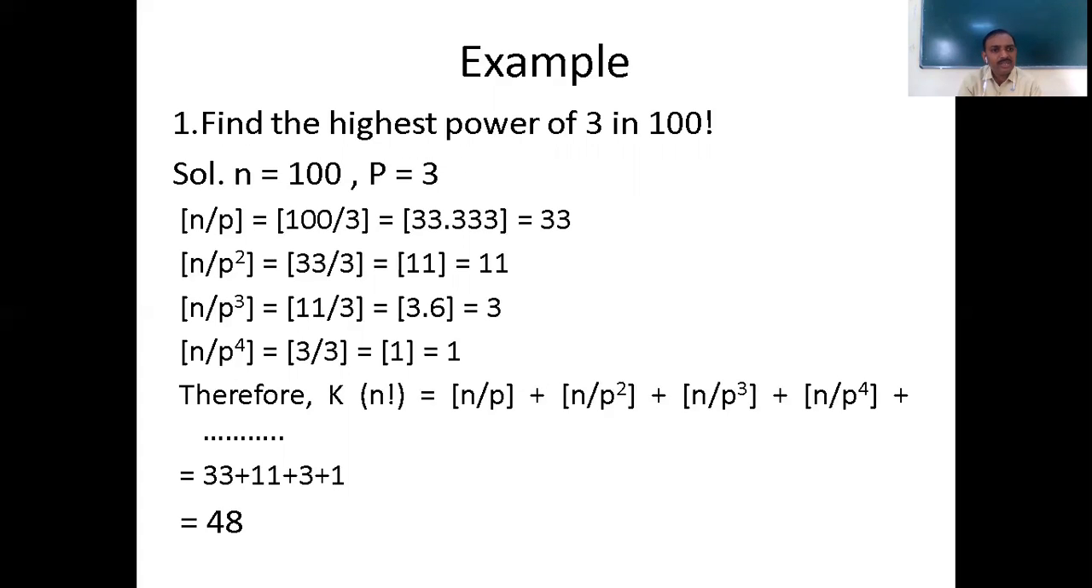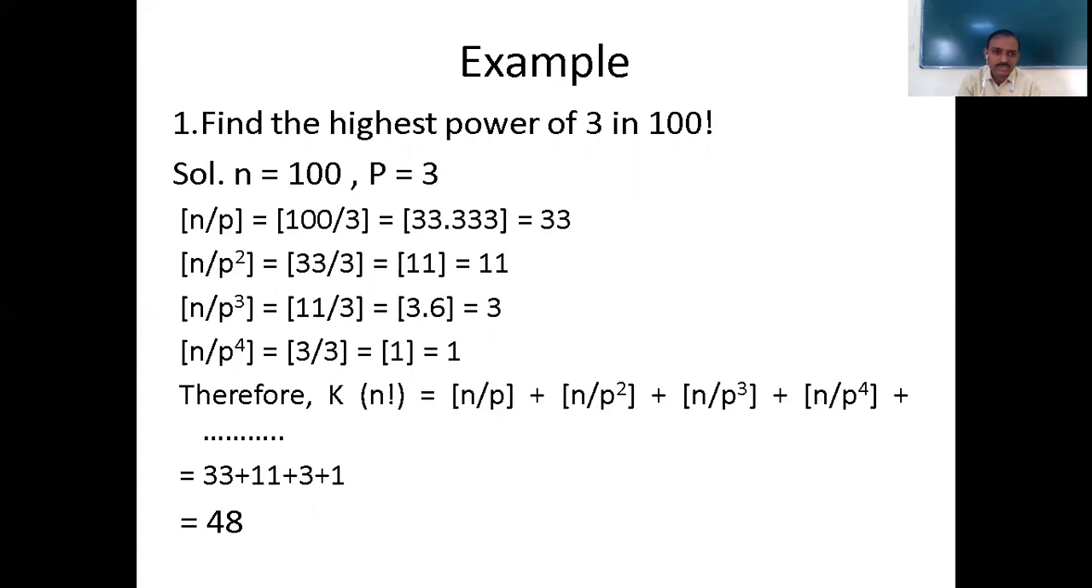In the same way, n by p square, already we have calculated there, so that is 33 by 3, that is equal to 11. So again, by using the bracket function, we will get 11 only. Next, n by p cube, that is equal to 11 by 3, 3.6, that is equal to 3. Last, n by p raised to 4, 3 by 3, that is equal to 1, and that value is 1 only.